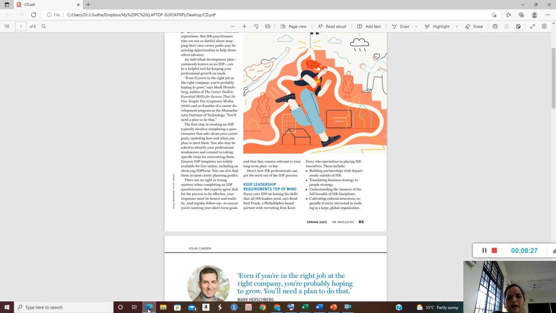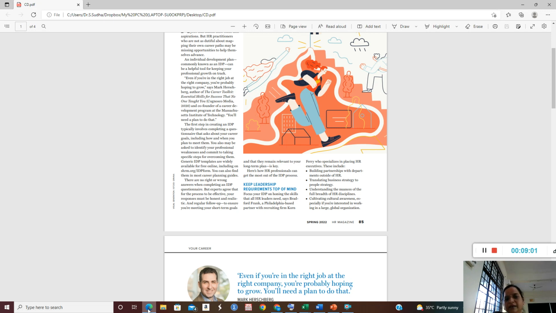You may also be asked to identify your professional weaknesses. Normally we don't talk about weaknesses. There is a tool called SWOT analysis, which is very famous in Masters of Business Administration, which stands for strengths, weaknesses, opportunities, and threats. So you may be asked to identify your weaknesses and the commitment you will make to convert those weaknesses into strengths and opportunities.